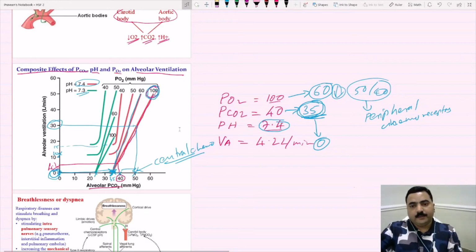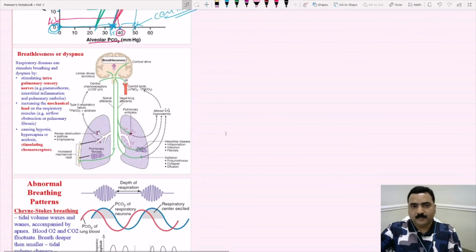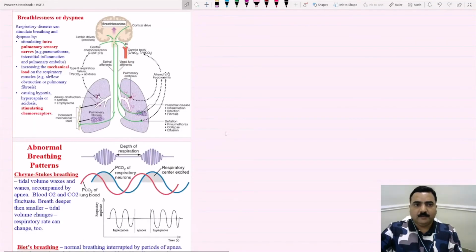Okay, good. So moving on from regulation, let's look into abnormal patterns. First, a very important term that you need to understand is breathlessness, or dyspnea.